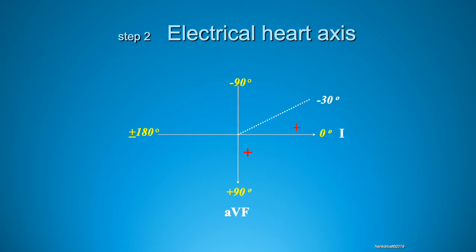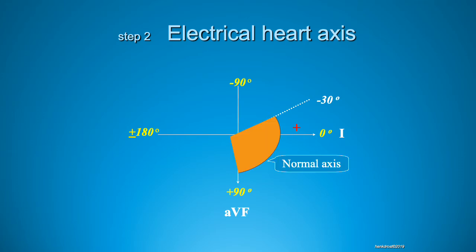When it's going to the left side of the body in the direction of lead 1, we call it 0 degrees. When it's going straight up, minus 90 degrees. When it goes straight down, plus 90 degrees. And when it goes to the right, plus or minus 180 degrees.